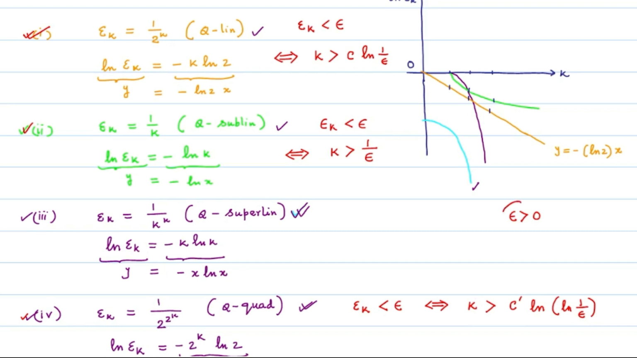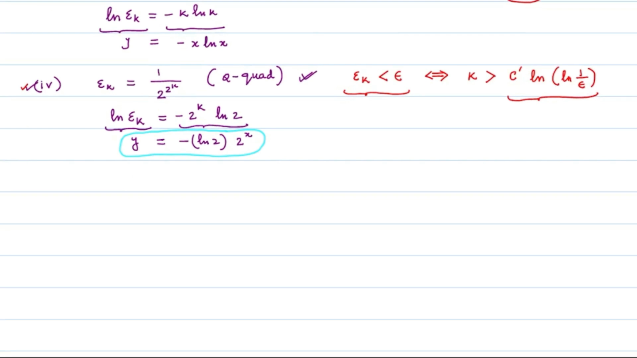When for a given epsilon greater than 0, we need at least log of 1 upon epsilon number of iterations to reach epsilon k less than epsilon, then we can estimate that the order of convergence of the sequence is equal to 2. When we need at least log 1 upon epsilon or a constant multiple of it number of iterations to realize epsilon k less than epsilon, then we can estimate that the order of convergence is equal to 1.